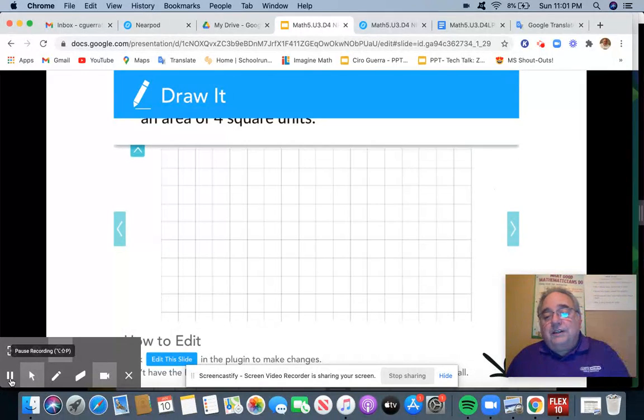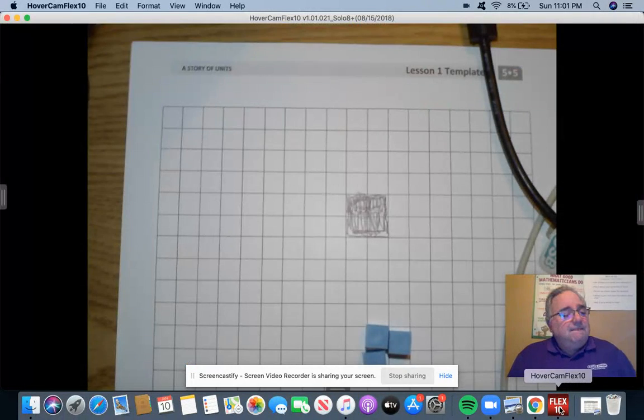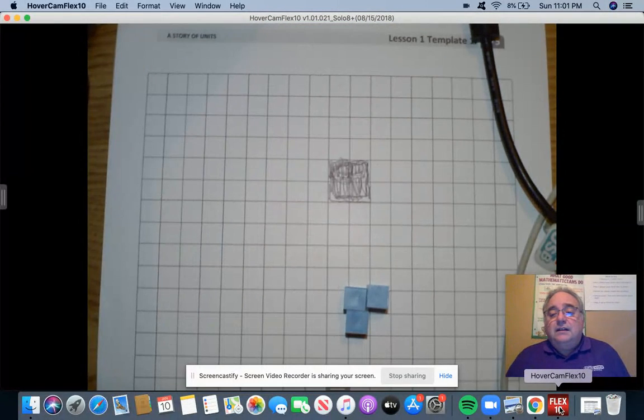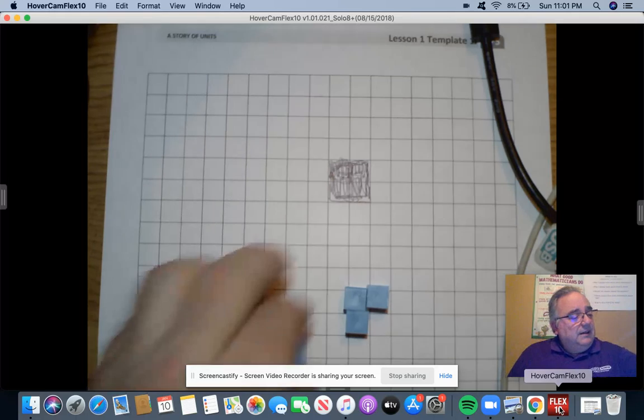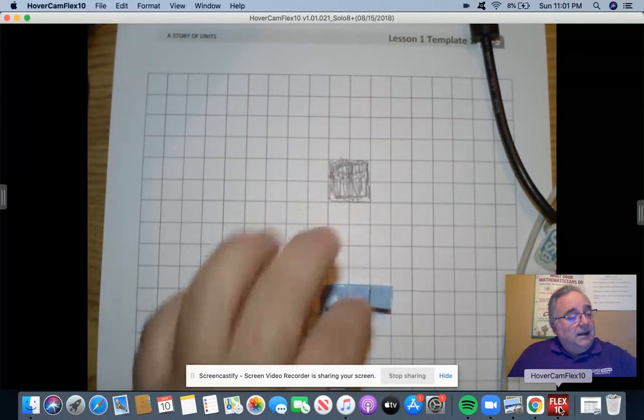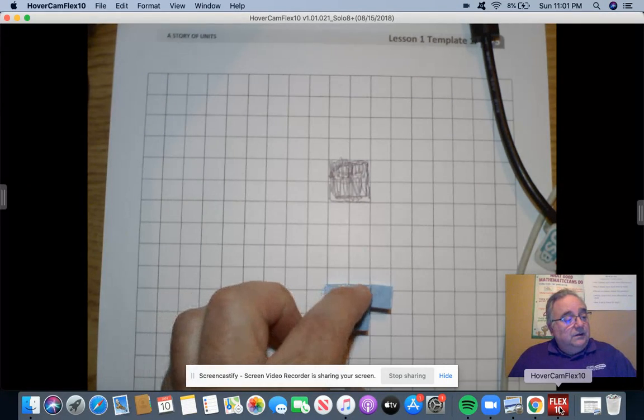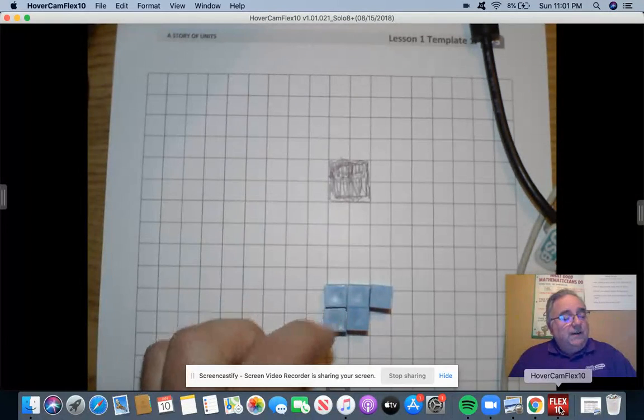Now this is 1. Now I'm going to pick up a couple more. How many do I have in total? You know what? I'm going to go ahead and put this down here so that you can see it a little bit better. I'm going to put it on the flex cam. How many do I have here? Excellent. That is correct. 3. How many do I have now? 1, 2, 3, 4, 5.